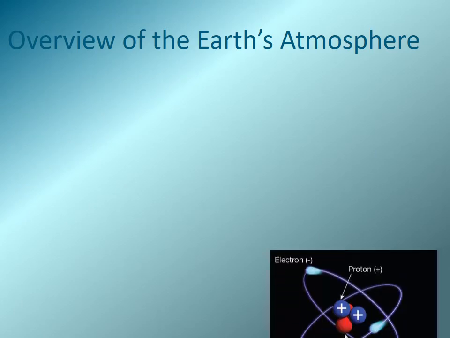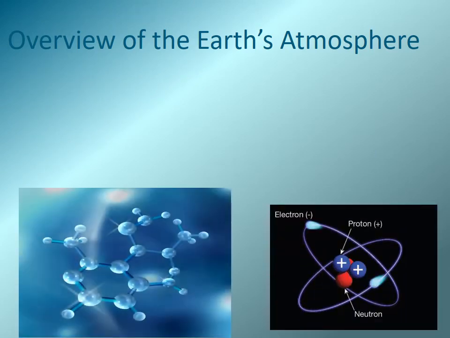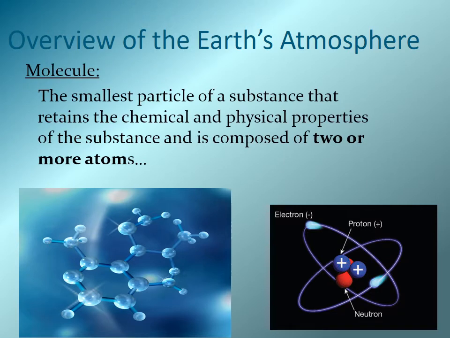So in terms of atoms and molecules, I just want you to note a definition for a molecule. A molecule is the smallest particle of a substance that retains its chemical and physical properties, and it contains two or more atoms. So when the atmosphere starts to get a little bit more abstract, because basically you don't really see the atmosphere, it's mostly invisible, just keep in mind that we have these structures called molecules that compose the atmosphere.